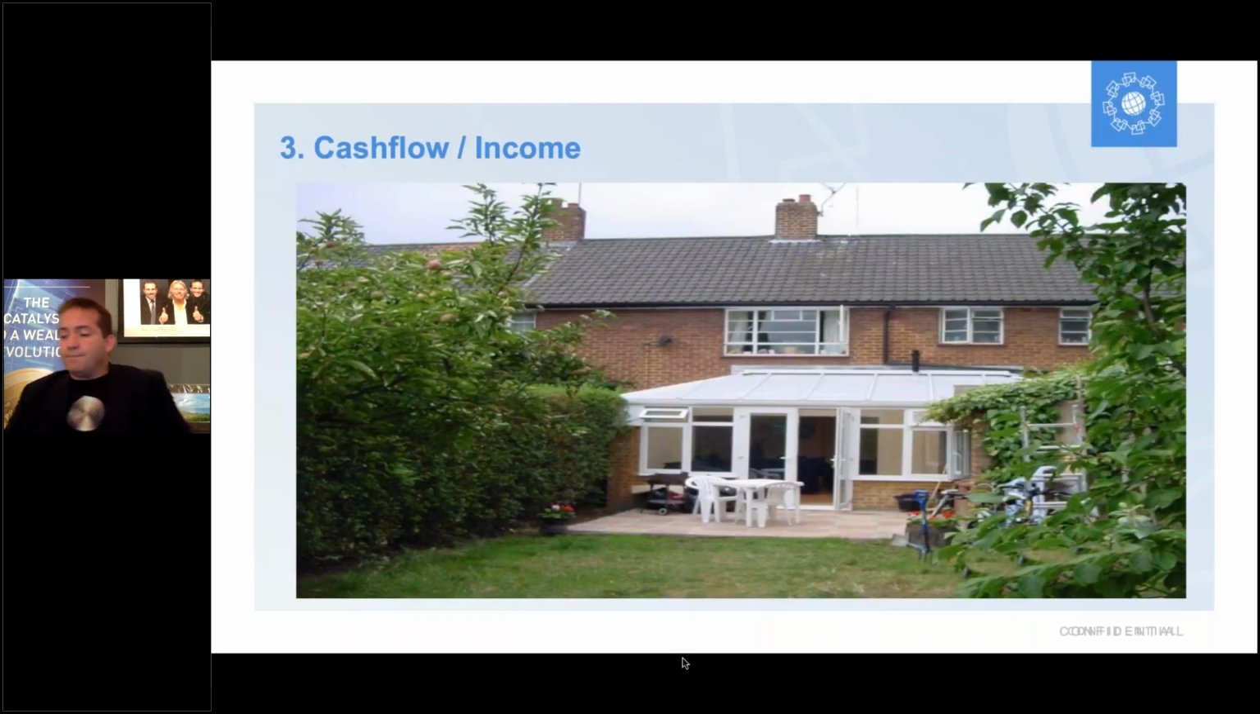Let's look at the third one. And I just want to make sure here when I look at the partners that there was anything. I have spoken about the ARPP. I've spoken about the importance of having presence. And the next one is about cash flow and income.